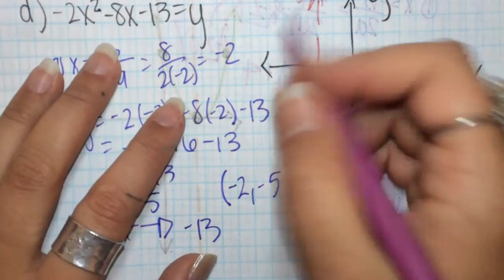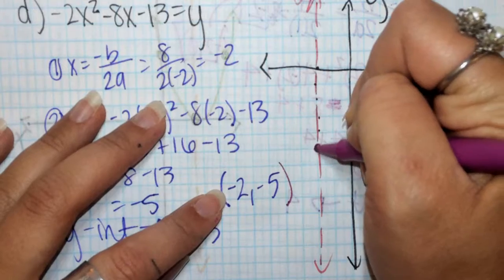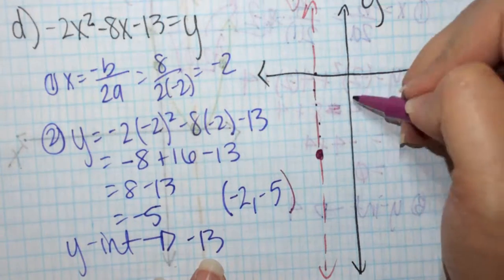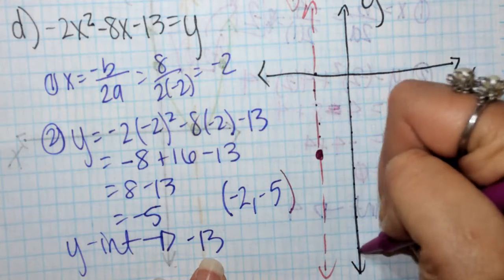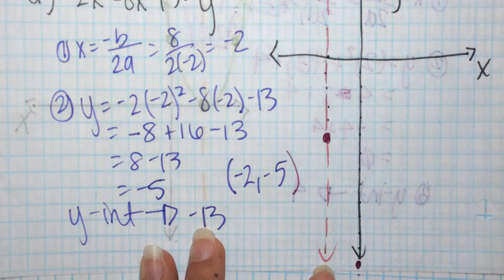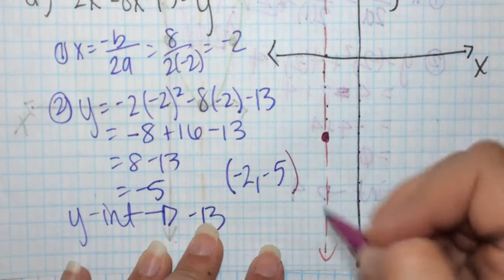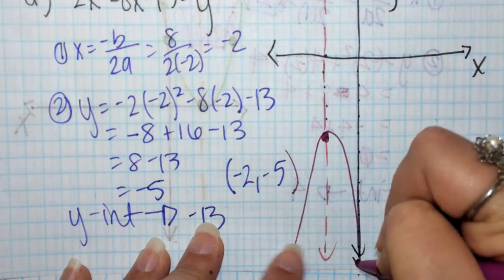Alright, so to graph this, we start by going left 2, down 1, 2, 3, 4, 5. And then we go down 13. 1, 2, 3, 4, 5, 6, 7, 8, 9, 10, 11, 12. Oh, barely. Alright, so if it's 2 units away over here, how many units does it need to be away to the left? 2. And your graph should look like this.